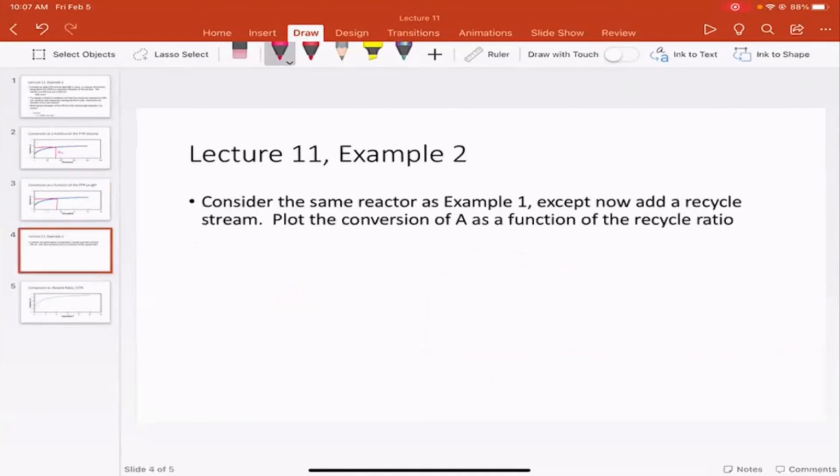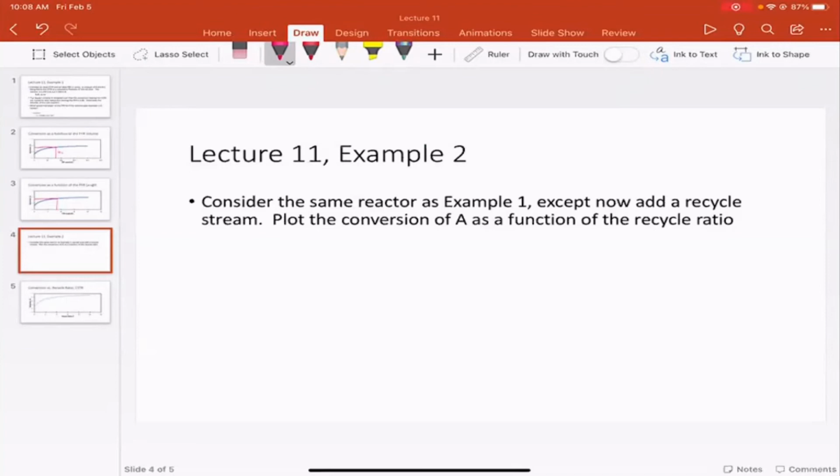Okay. If not, let's do a new example. You might think, based on our discussion so far, that CSTRs are doomed to be these huge reactors that get relatively poor conversion compared to PFRs. But that doesn't necessarily have to be true.